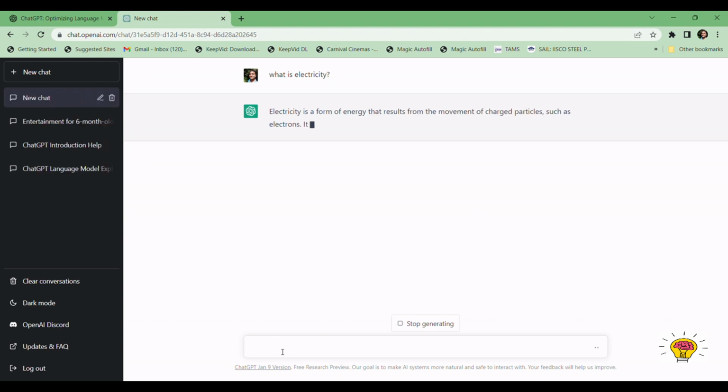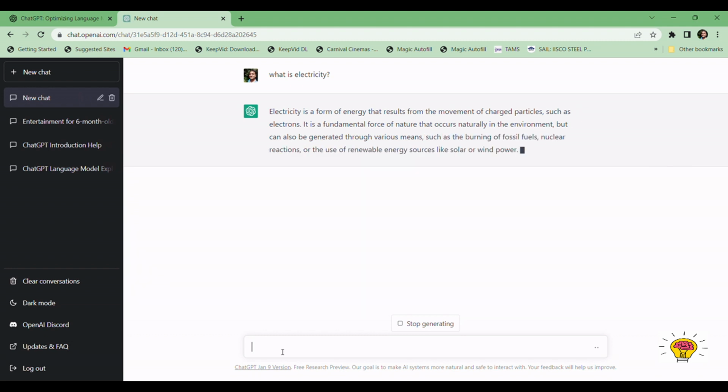Electricity is a form of energy that results from the movement of charged particles such as electrons. It is a fundamental force of nature that occurs naturally in the environment but can also be generated through various means such as burning of fossil fuels, nuclear electricity used to power.